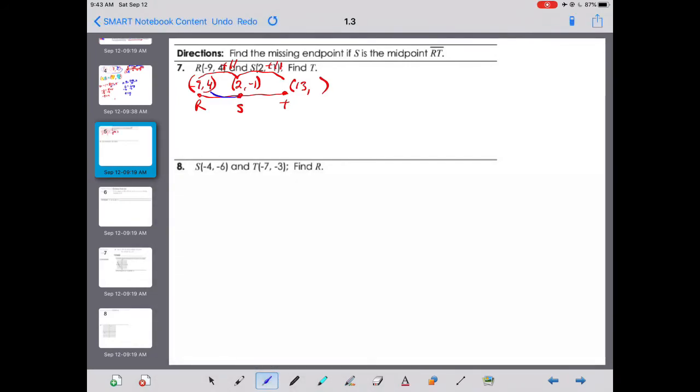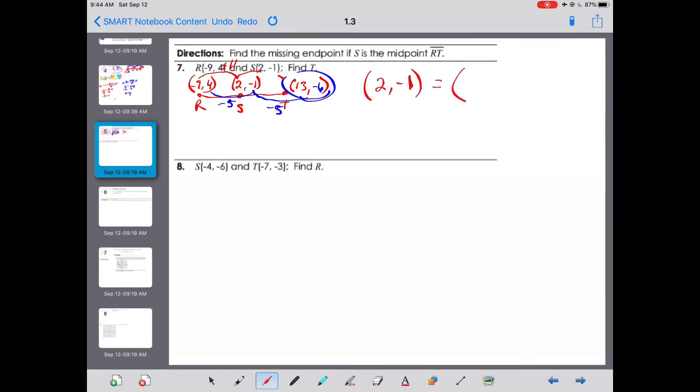I'll switch colors just to help track. From 4 to negative 1, we went down 5. We got to go down 5 more. Negative 1 to negative 6 is negative 5. Should be 13, negative 6. But let's just double check. The midpoint is supposed to be 2, negative 1.